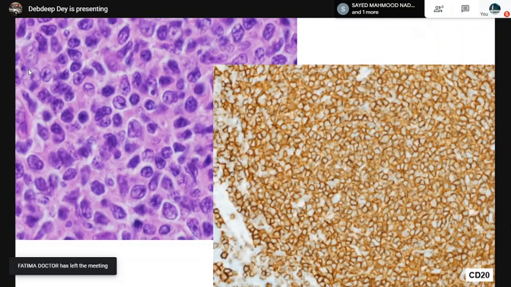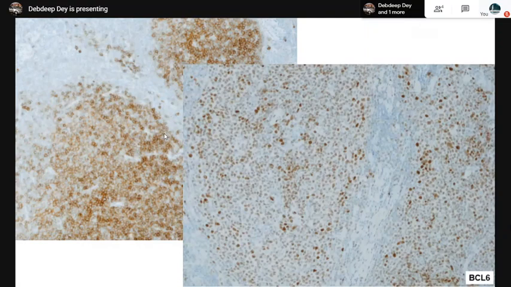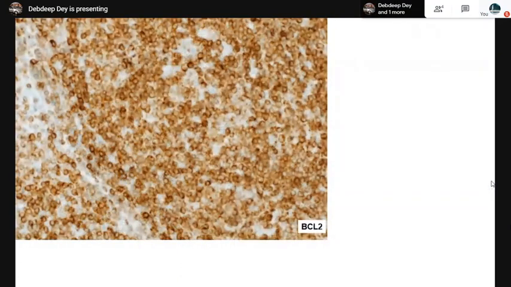When we do our markers, CD20 is showing strong diffuse staining within the follicles. CD10 is positive here, highlighting the follicular pattern. BCL6 is again showing positivity within the follicles. And the most important stain here is BCL2, which shows that this is a CD20 positive B cell population which is expressing BCL2, BCL6 and CD10.